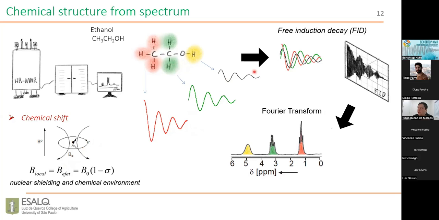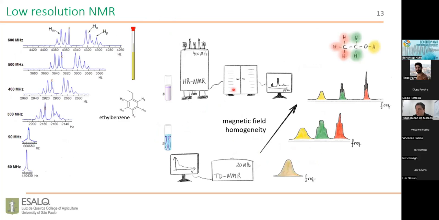When we detect the free induction decay, all frequency signals are detected simultaneously, as we see here. And the Fourier transform is what makes it possible to separate these components in the frequency domain, where we can say that this yellow peak represents this group, the green, this group here, and the red one, the CH3. In other words, from the spectra, we can observe the differences in their chemical environment by these chemical shifts observed in the NMR spectrum. Great. So these are the very basic ideas about NMR spectroscopy.